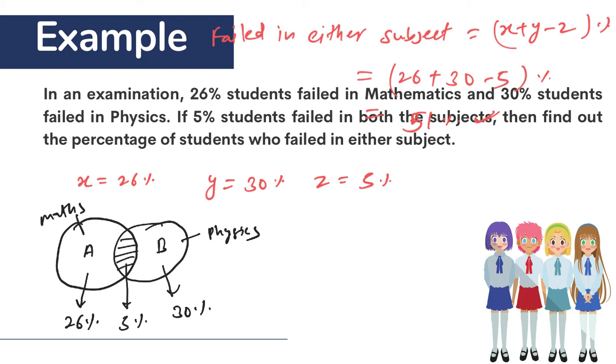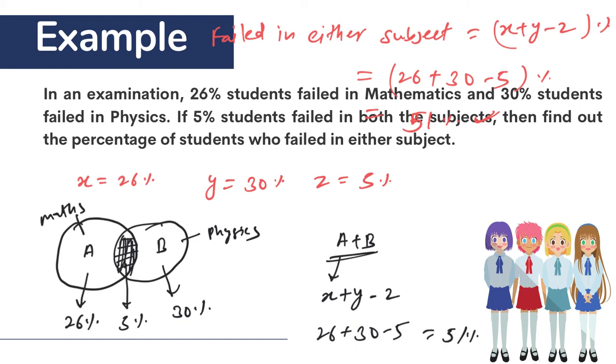So I need to calculate who failed in either subject. So I need A plus B. So for A plus B, what will I do? X plus Y, but this area is coming 2 times, so I will subtract 1 time. So x plus y minus z, 1 time. So here 26 plus 30 minus 5. So this is 51%. Why are we doing it by this Venn diagram?